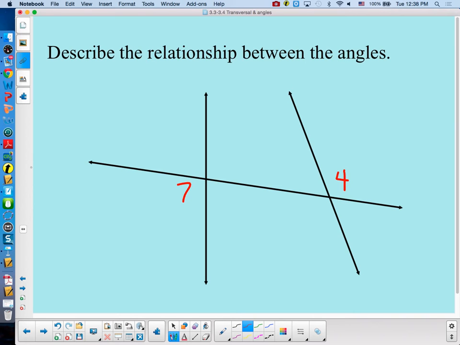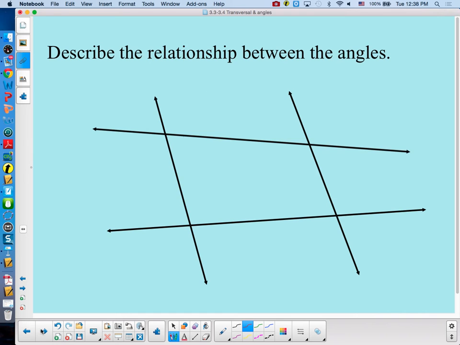Show me. Okay, looks good. Alternate exterior angles. All right, so it doesn't seem like if I turn it that causes too much problem. Oh, let's go on.